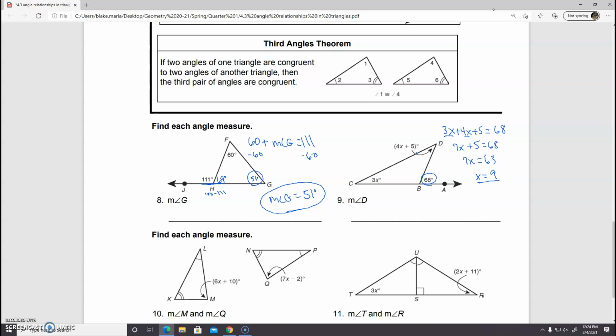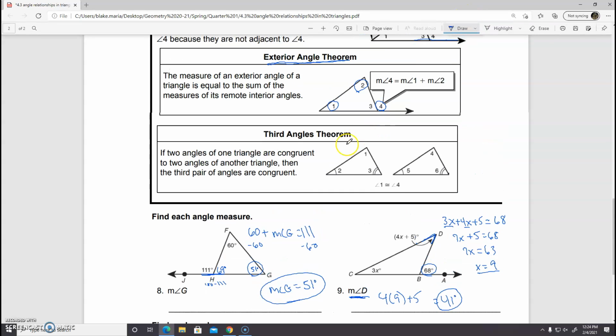Now be careful, they did not ask me for x. They asked me for angle D. So angle D is right here. So we're going to do 4 times 9 plus 5. So we've got 4 times 9, which is 36, plus 5 gets me 41. So that's your exterior angles theorem.